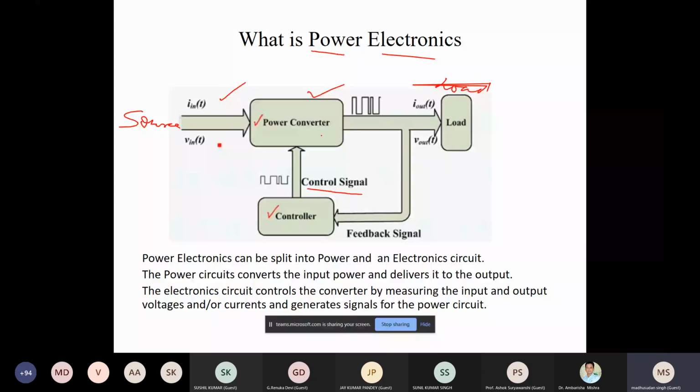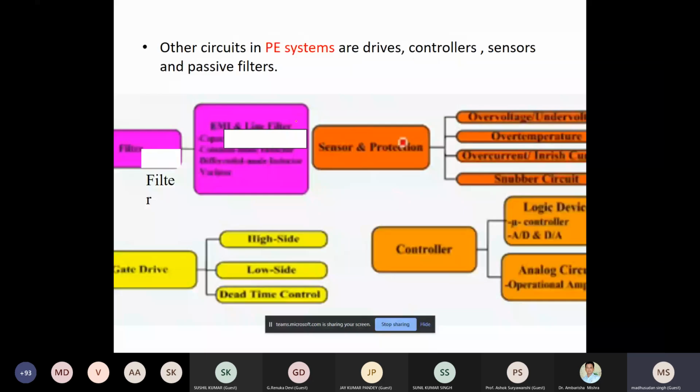So this is what we usually mean by the two words, but it's not only the converter alone which is able to achieve this task. When we talk about a PE system, apart from the controller, you have drives, sensors, filters, and so many other elements. A PE system includes the controller, sensors, and passive filters, which include inductors, capacitors, and a variety of other things, right?